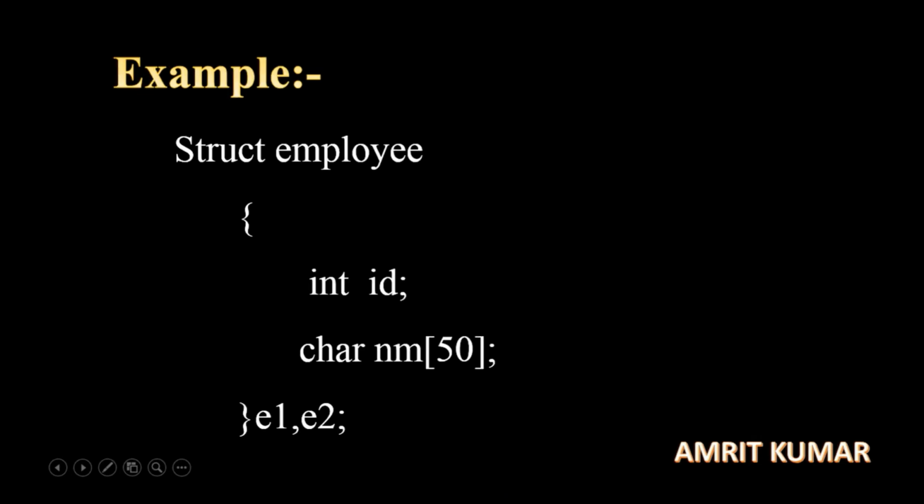You can see the example here, struct employee. I am creating a structure of employee which contains ID of integer data type, and nm, which is an array of size 50 containing character data type. After this I am creating two variables of employee structure type, E1 and E2. E1 and E2 can access all the things of the employee structure, either ID or nm, meaning they can access anything of employee.